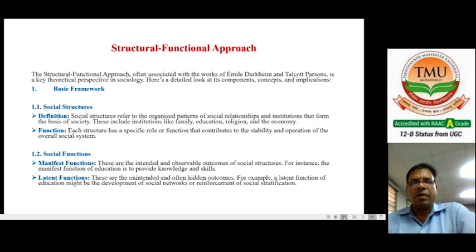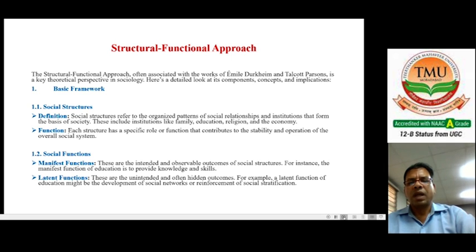That means here we try to understand the different theories according to different scientists, especially Emile Durkheim and Parsons, the basic frameworks. The basic framework of the structural functional approach is called social structures. How do you define social structures? Social structures are organized patterns of social relationships and institutions that form the basis of society.